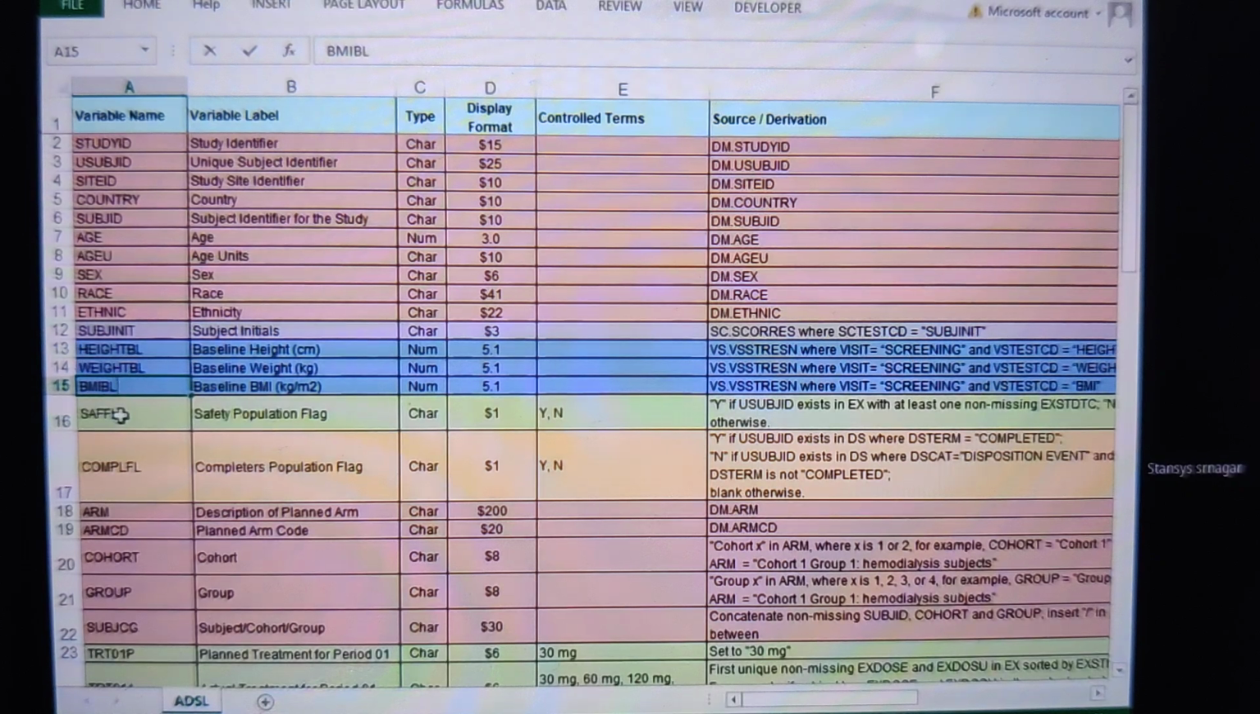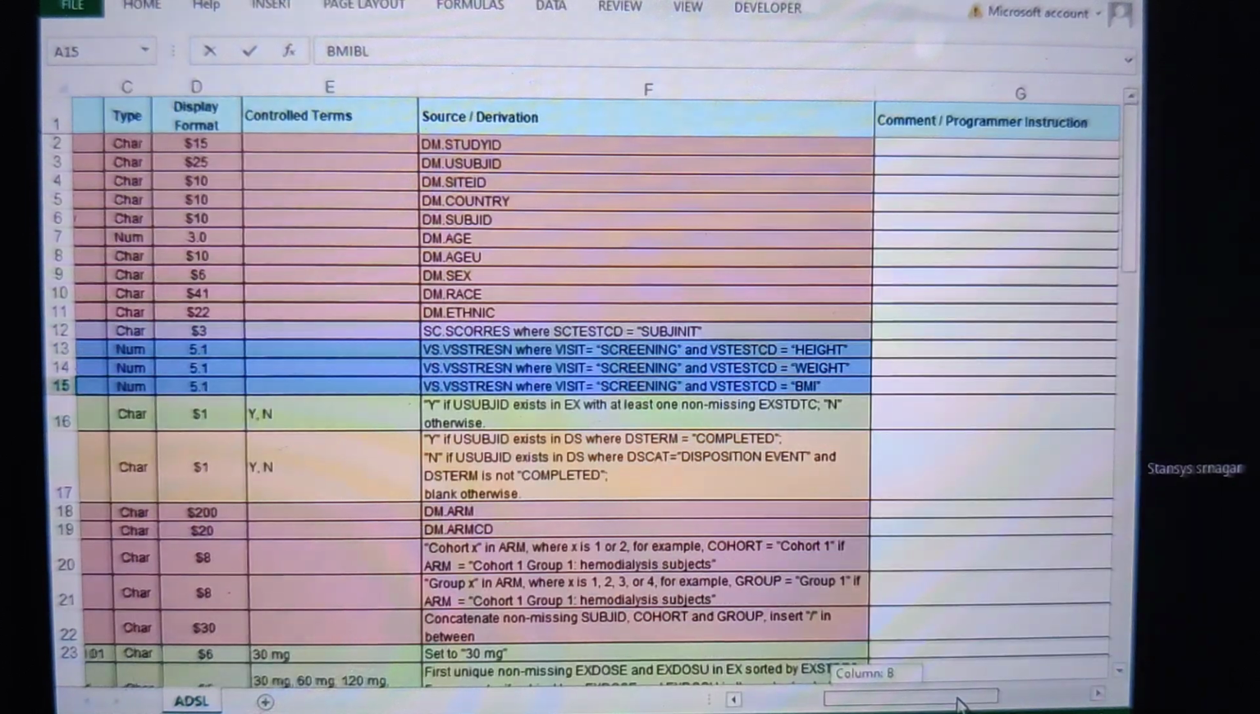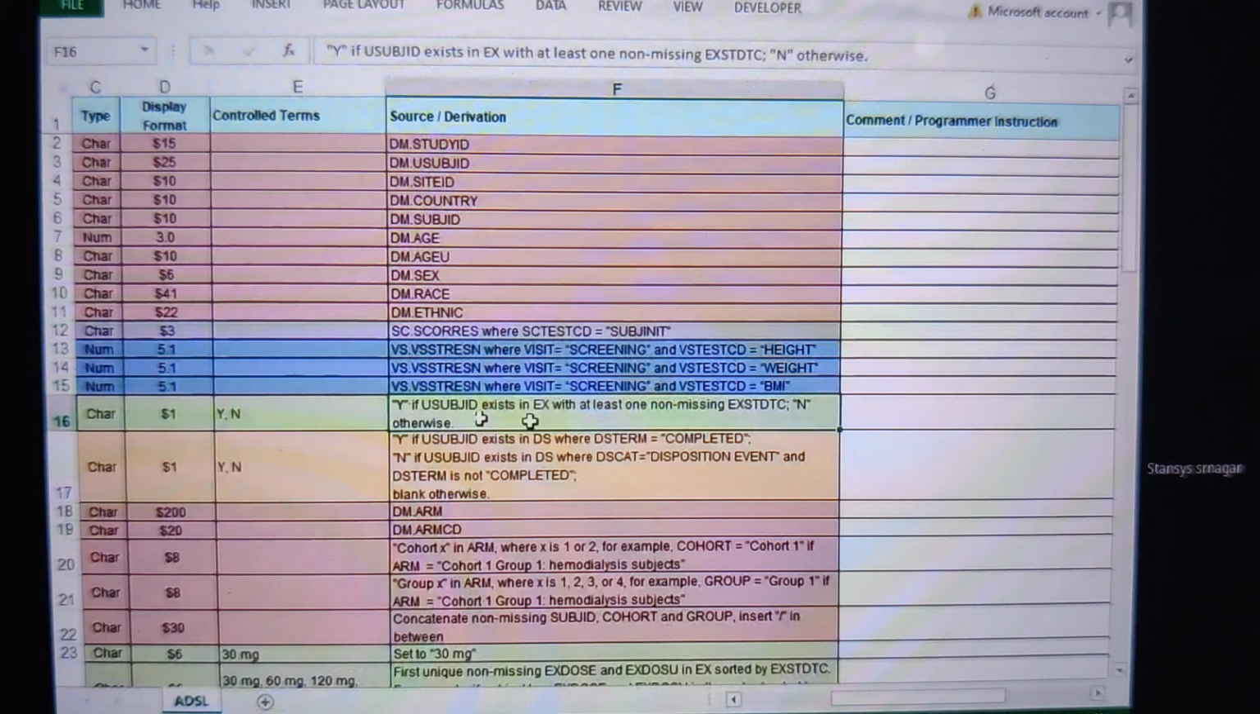Now we should create a safety flag. Can you see what derivation they have given for the safety flag? Can you please read this and understand what we have here? If USUBJID exists in EX with at least one non-missing EXSTDTC, then Y, otherwise N. That means, I will write, if EXSTDTC is not equal to missing value, then SAFFL is equal to Y, else SAFFL is equal to N. What is the definition I told you for the safety flag? Obviously at least one dose. If EXSTDTC is possible, I put EXDOSE not equal to missing, right? When EXDOSE or EXDOSTOT is not equal to missing.